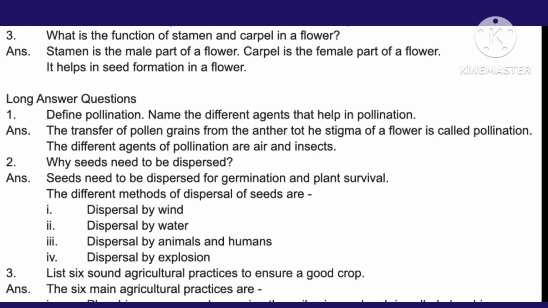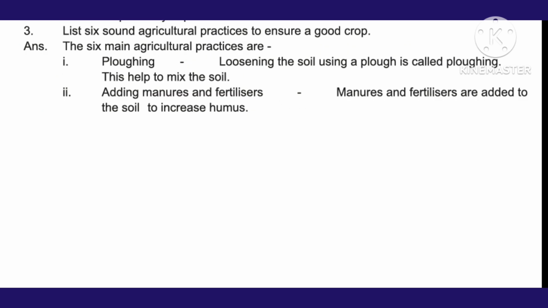Second, why do seeds need to be dispersed? Answer, seeds need to be dispersed for germination and plant survival. Thus, different methods of dispersal of seeds are dispersal by wind, dispersal by water, dispersal by animals and humans, dispersal by explosion. Third है list 6 sound agricultural practices to ensure a good crop.